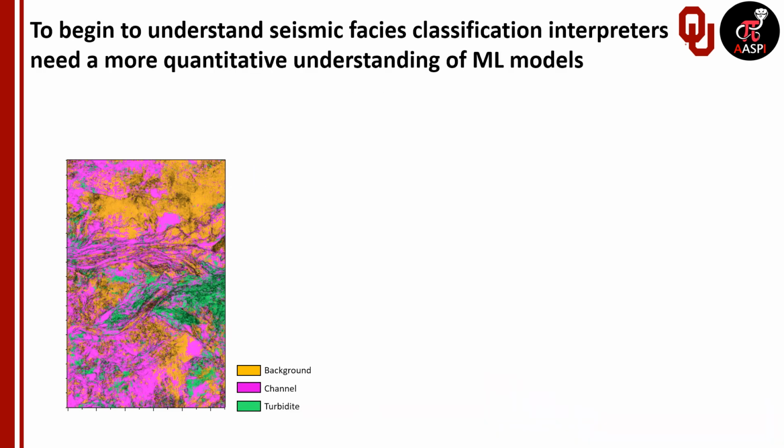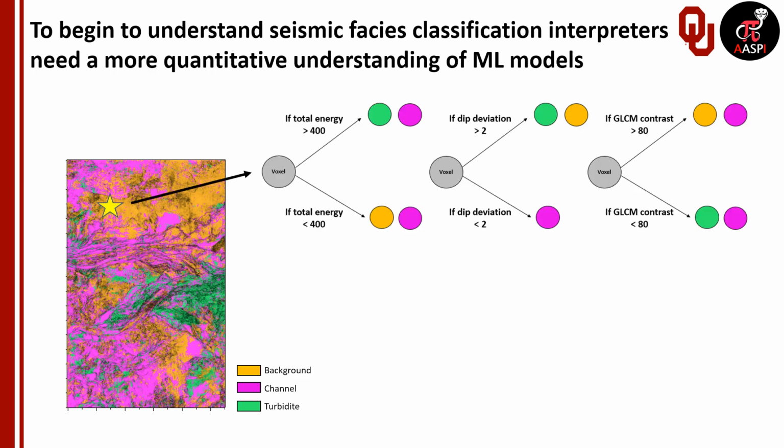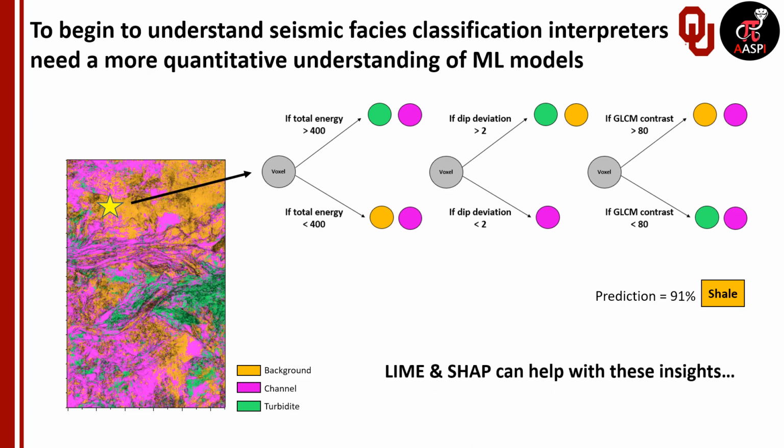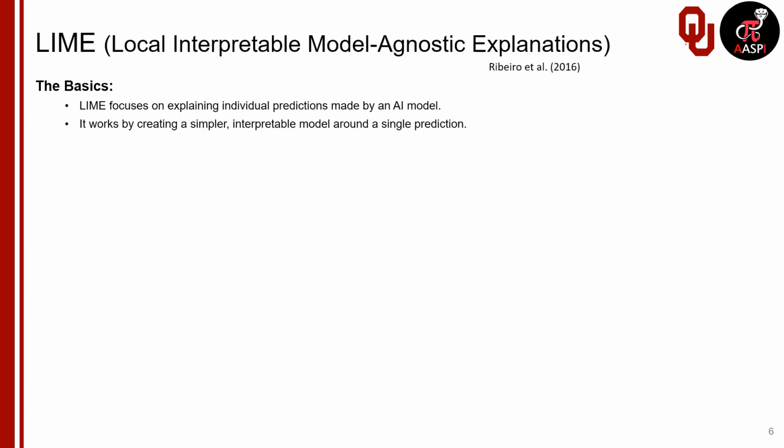But if we want to understand the seismic facies a little bit more quantitatively, what we really want to do is be able to click on a pixel and understand, okay, why is this area marked by the yellow star? How's it making its decision? Is it classifying it differently depending on if the total energy attribute is more than 400 versus less, or what the dip deviation is? We really want a way to query what's going on and understand how those decisions are built into the prediction. In this case, that pixel was 91% shale. LIME and SHAP are two methods that can help us with these insights.